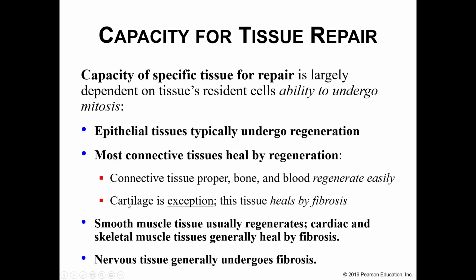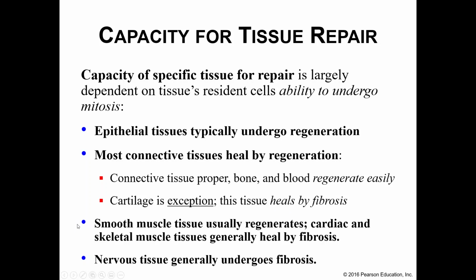Cartilage, however, is an exception. Cartilage heals by fibrosis instead. A lot of that has to do with the short supply of blood. Remember, cartilage is avascular, so it doesn't have that direct blood supply. It's harder to get all of the repair mechanisms to the site of the wound, and also chondrocytes just don't really do mitosis. So once you damage it, you're not really going to grow new cartilage. You're going to do fibrosis instead.